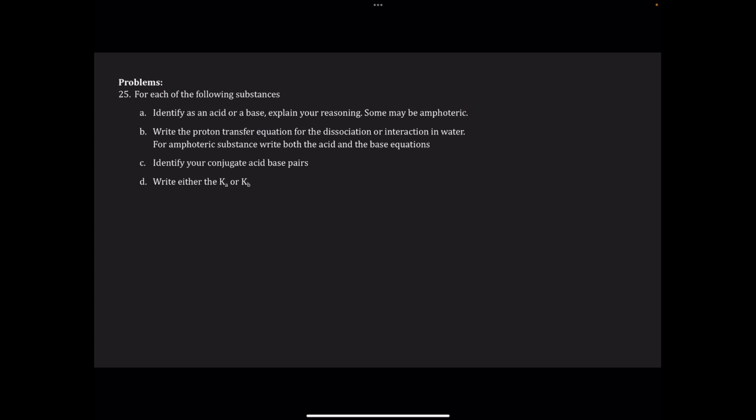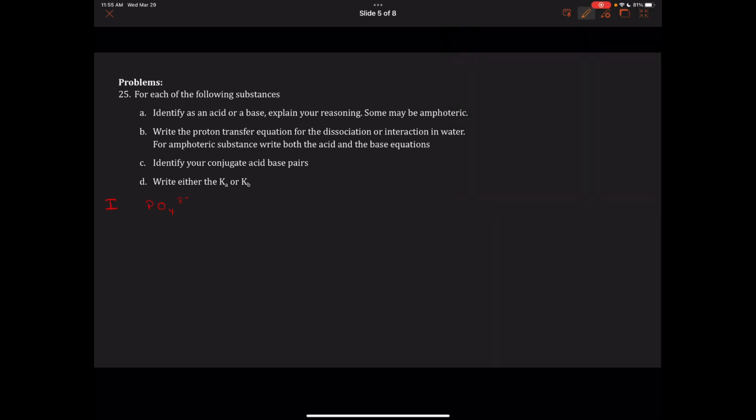So on our worksheets, we are given a series of substances. The first one we have for part 1 is PO4 3-. So we need to identify this as acid or base. I look here, I don't have any hydrogens, and I don't have any positive charge. So that's going to tell me right away it's not an acid. I have to have a hydrogen to donate to be an acid. I do have negatives, so that means we're going to have a base.